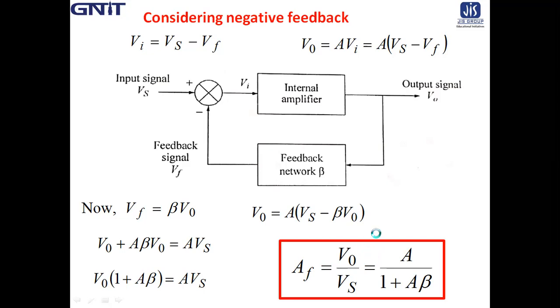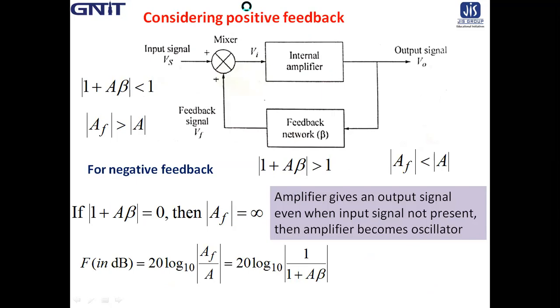Now, considering positive feedback, this is the block diagram of a positive feedback. In this circuit, the input signal Vs and the feedback signal Vf are combined in the mixer network to obtain the difference signal Vi, which is applied as the input voltage to the basic amplifier. If the feedback signal Vf is added in phase with the input signal Vs, then the feedback is called positive feedback. So for positive feedback, the magnitude of 1 plus A beta is obviously less than 1. Hence we get magnitude of AF greater than magnitude of A.